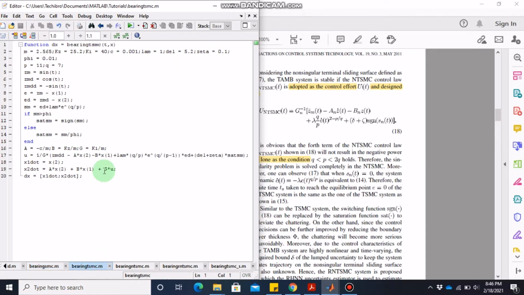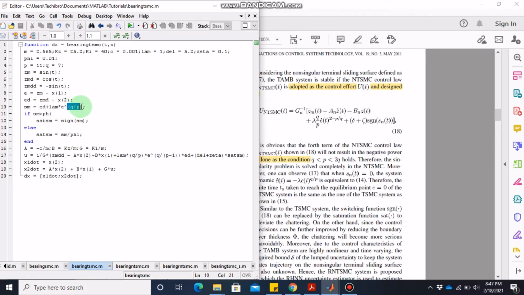So here is the code. Again the constants are defined in the same way, the derivatives of ZM are defined in the same way, the error is the same. The sliding surface is now different. This is the first major difference. The sliding surface for terminal sliding mode control is the derivative of error plus lambda times error raised to the power q over p.